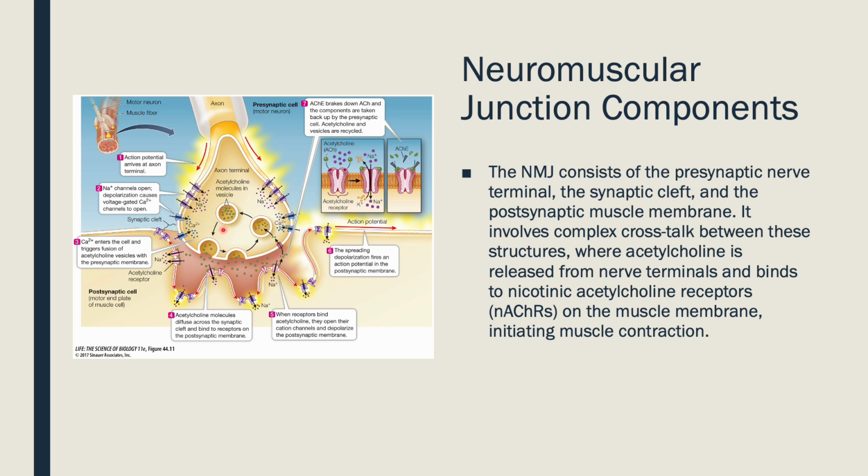Acetylcholine will be stored in those vesicles. And then you have our neuromuscular blockers, and they're going to disrupt this process and induce paralysis, by specifically targeting those postsynaptic nicotinic acetylcholine receptors on that muscle membrane.